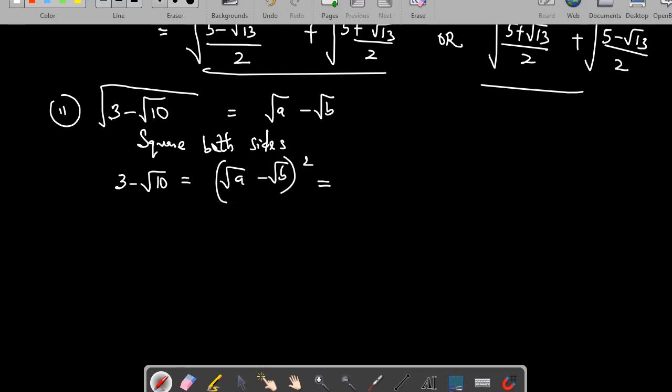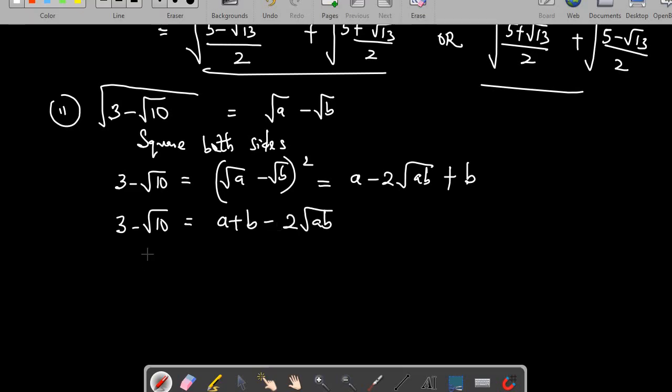And then this will give us a minus 2 root ab plus b. So this will be 3 minus root 10. Just follow the same procedure, a plus b minus 2 root ab. In so doing, this implies that our a plus b is 3. You can call this equation 1. And minus root 10 is minus 2 root ab.